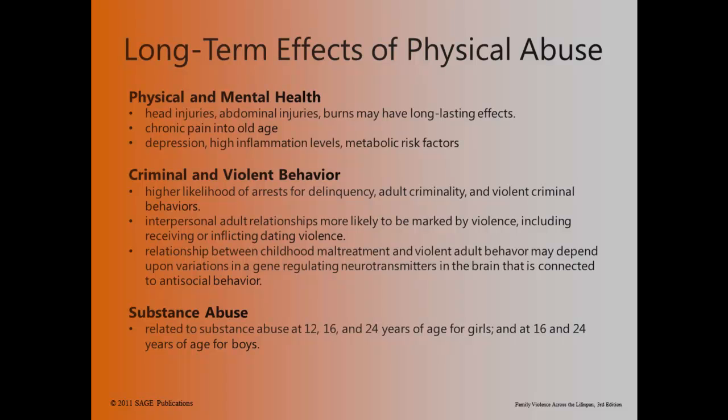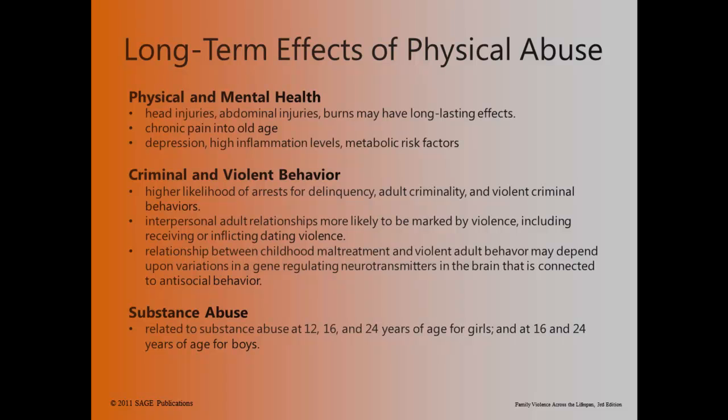Interpersonal adult relationships are going to have difficulties, and there is some indication in the book that there could be some genetic factors connecting childhood maltreatment and adult violent behavior, but this is still an area of study. Certainly, we see that substance abuse occurs in the victims of physical abuse over the years.